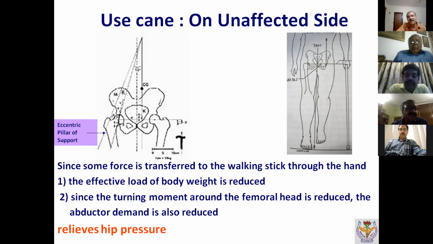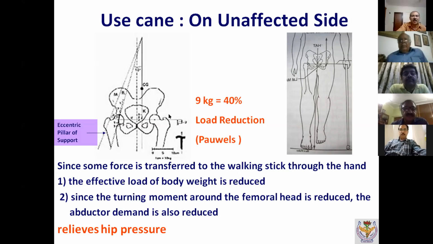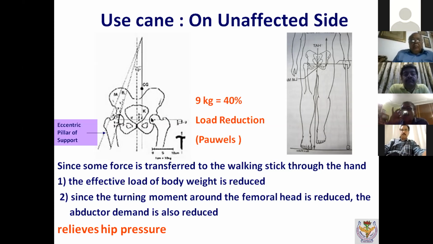So this is making the body turn this side, right? So the turning moment is reduced, right? So the ground reaction force, when it goes back, Powell has calculated that if you put a 9 kilogram weight over this, then there's a 40% reduction of the load, right? So effectively it relieves the hip pressure because the ground reaction force is now going back in this direction and decreases effectively this body weight lever arm, right?